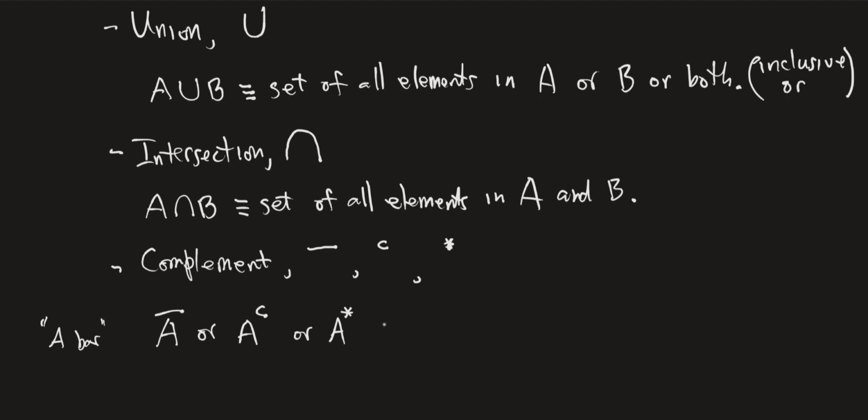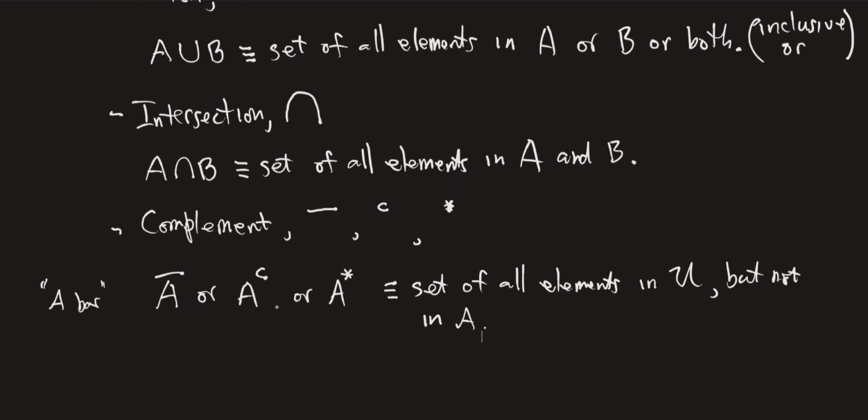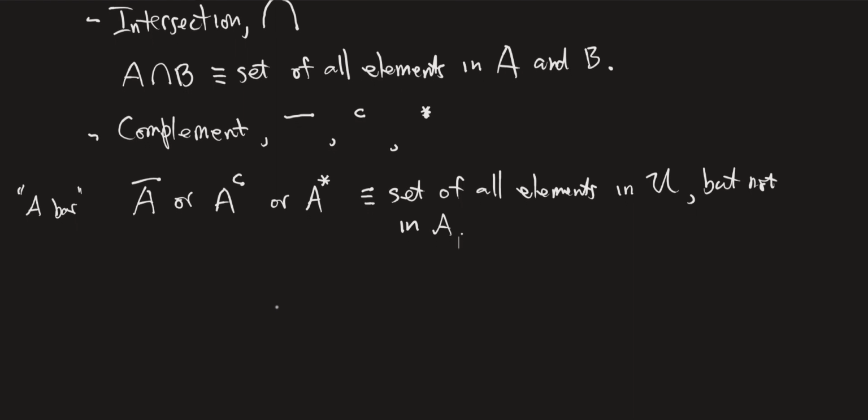So what is the complement? It's another set. It's the set of all elements in the universal set, so in your universe, in U, but not in A, right? So it's in the universal set, but not in A. And that's our complement. All right. So let's look at an example to illustrate these different operations.